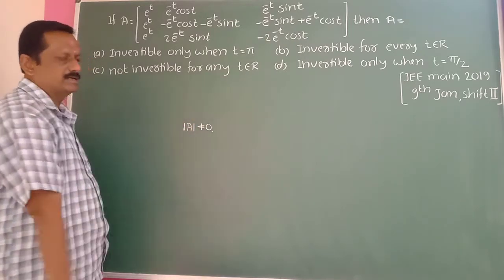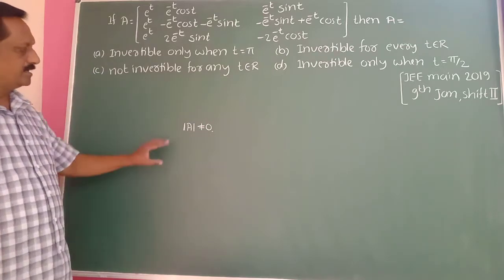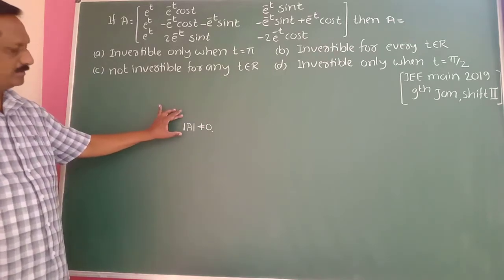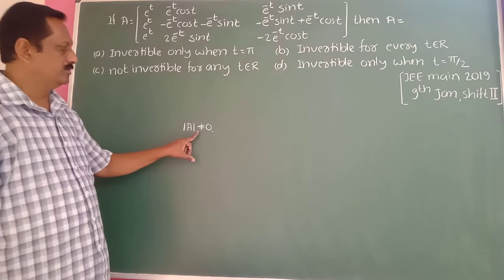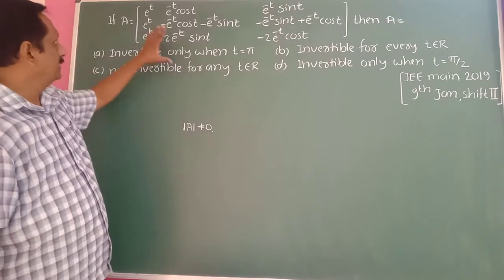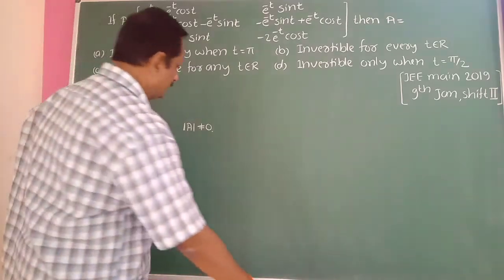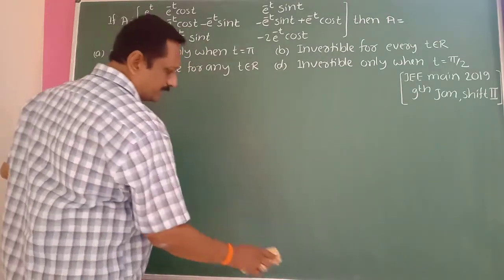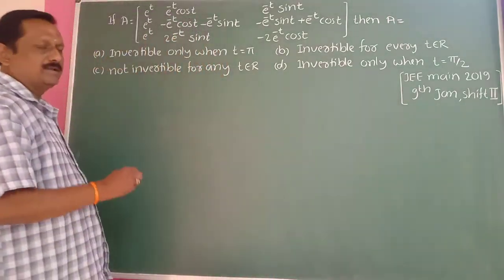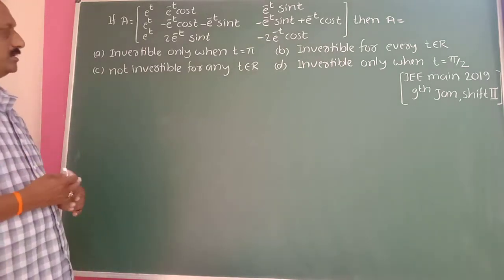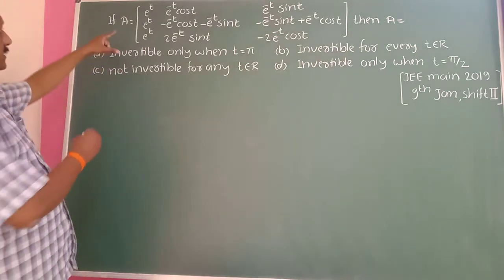You know that a matrix has an inverse if the determinant of A is not equal to 0. This is an important condition here. If it is non-singular, meaning determinant A is not equal to 0, then only it has an inverse. Then we say that it is invertible. Therefore, you just check whether the determinant of A is not equal to 0 or equal to 0.